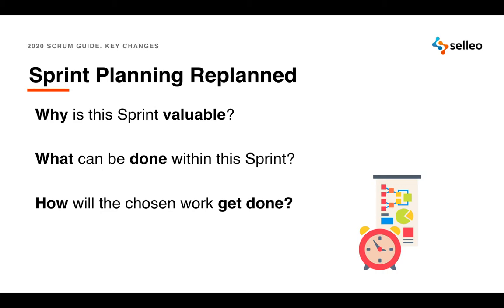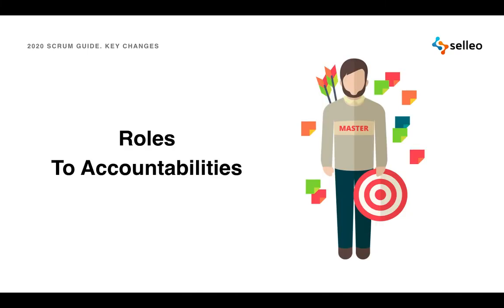Through a discussion with the product owner, we select items from the product backlog to include them into the current sprint. And the last and also important: how will the chosen work get done? The developers decide on how they will do the work and split or decompose the product backlog items.